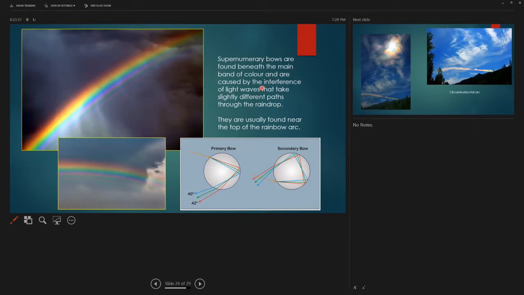And they're caused by the interference of light waves that have gone through the raindrop. So we show a light ray coming in here and going through its path. But if that thing was just slightly higher and came through here, these would be at slightly different angles, and the reds and the greens and the blues and everything else can interfere with each other as they take these separate little paths through the raindrop. And if conditions are right, they'll form these supernumerary bows.